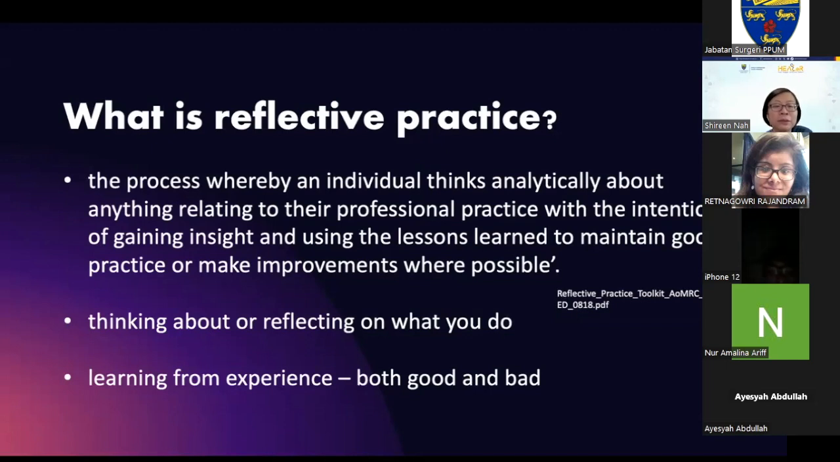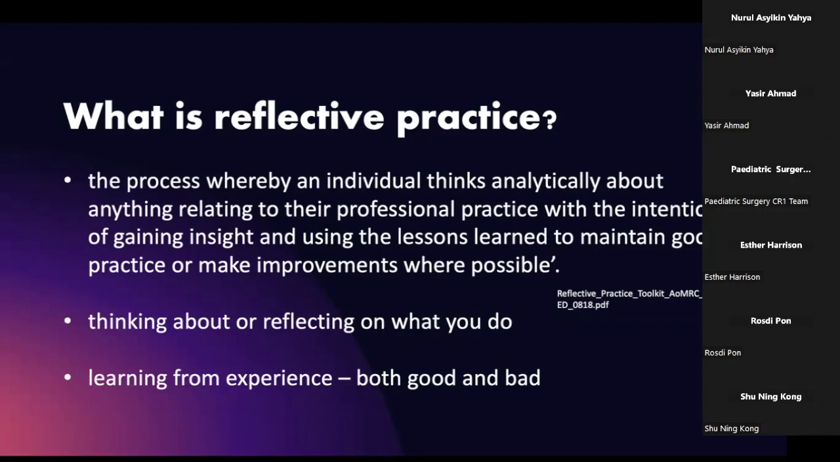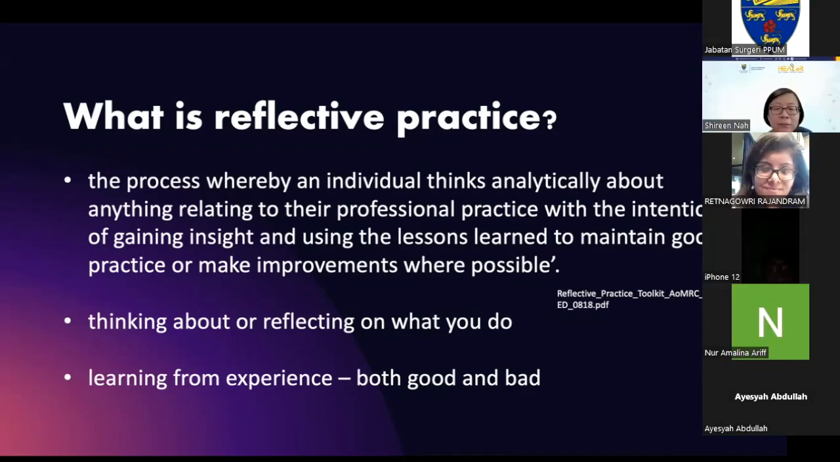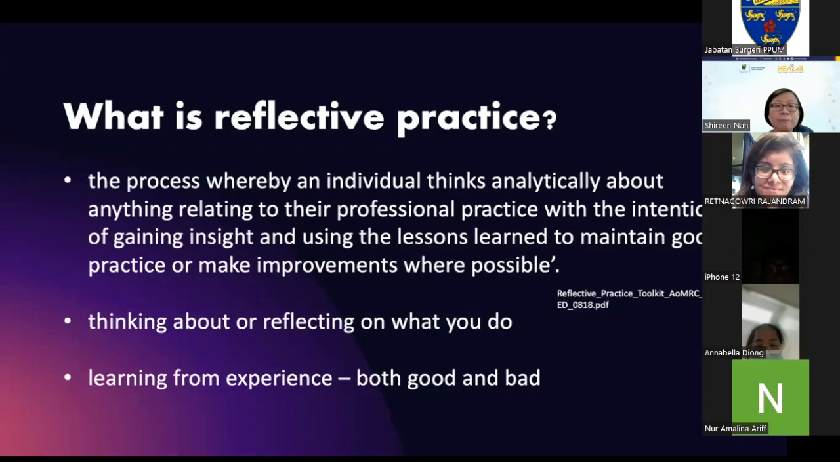So basically what is it? It's thinking about or reflecting on what you do. And very importantly, it is learning from that experience, and that experience can be both good or bad. So don't mistake it for M&M or root cause analysis. Reflective practice is something that is much more personal. It's thinking about how it has impacted you and what you personally will do moving forward.